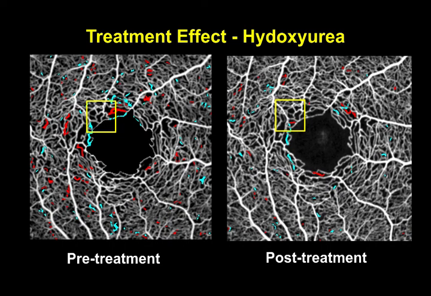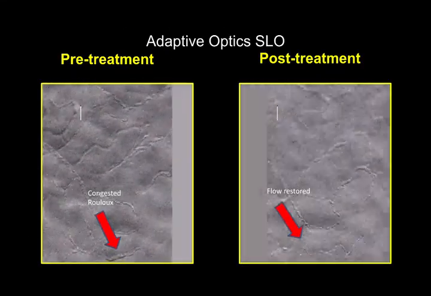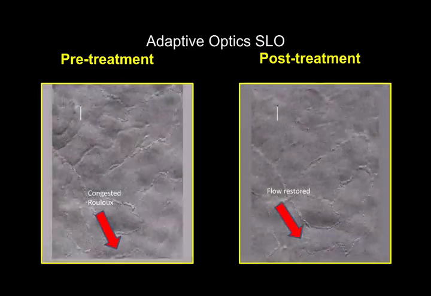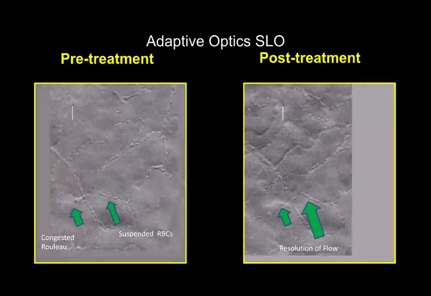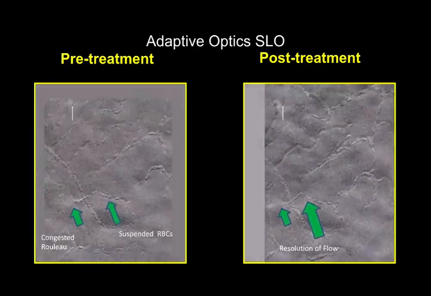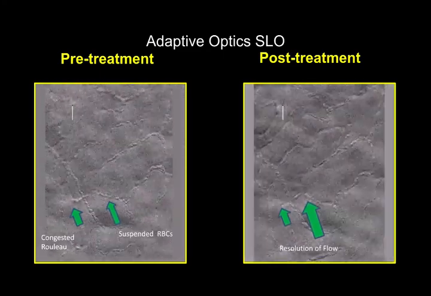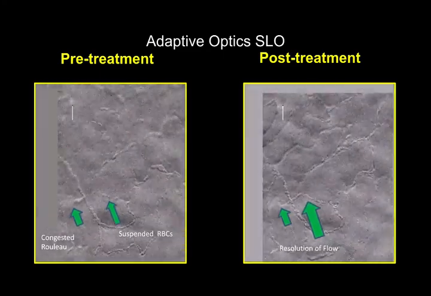Looking at small regions of interest from the same patient using adaptive optics, we were able to see a congested rouleau which had its flow restored on treatment. Here's another congested rouleau which leaves single RBCs suspended in a capillary segment. After initiation of treatment, the flow in the segment is restored.